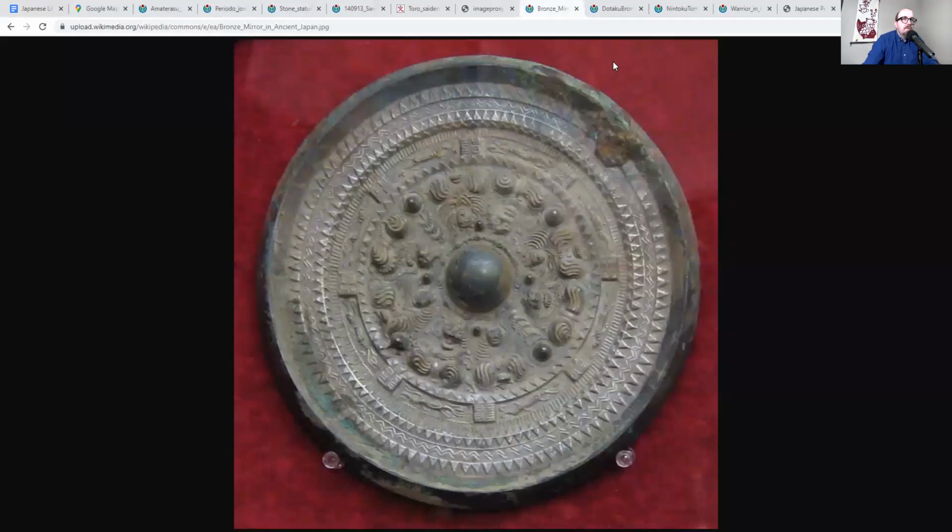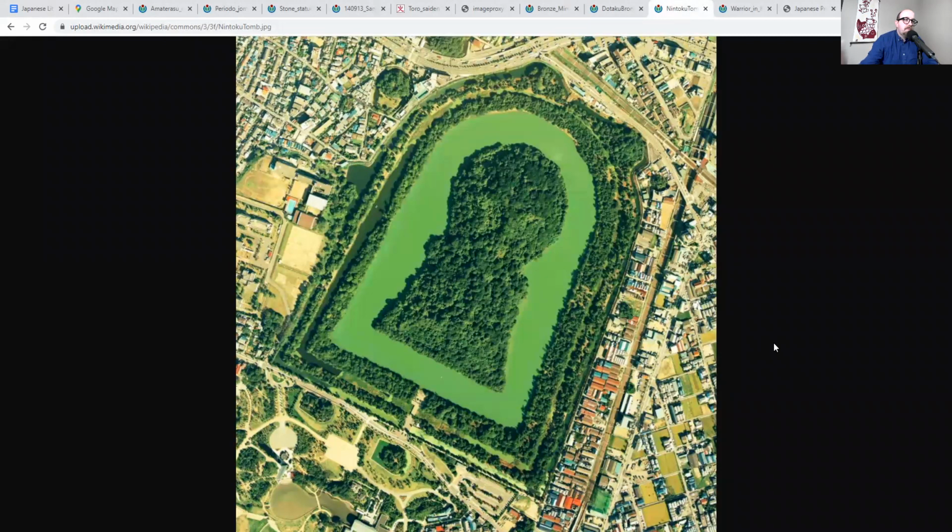The term Kofun refers to these things. This is a burial mound, actually. This one is supposedly the burial mound of the Emperor Nintoku, although that's highly disputed. This burial mound is in the city of Sakai near Osaka. What's interesting about these is that they have this keyhole shape. And this green part is all algae because this is a moat. It's green not for any good reason, just because there's a massive algae bloom.